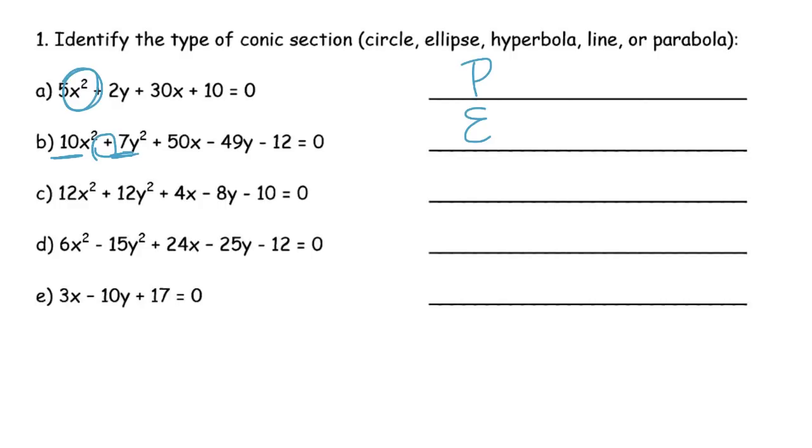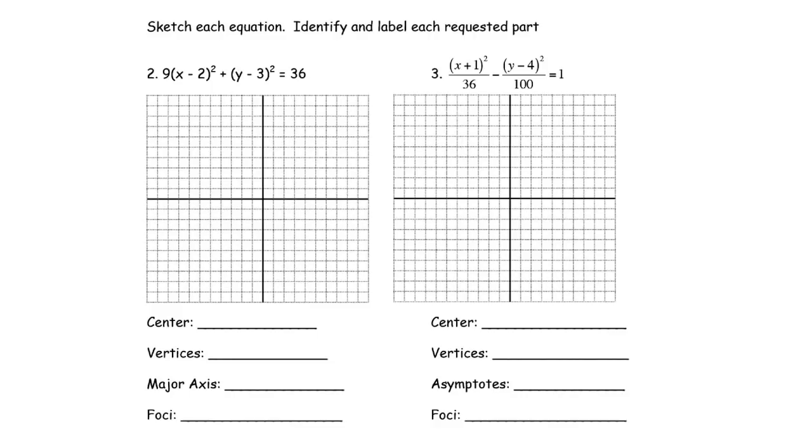For part C, since both of these are starting with the same value, 12 and 12, this is going to be a circle. And then D, notice again we have different values, so that's going to mirror our part B, but the difference is we have a minus here, so that's going to be a hyperbola. And then notice that all of our factors here are just linear, so that's going to give me a line.